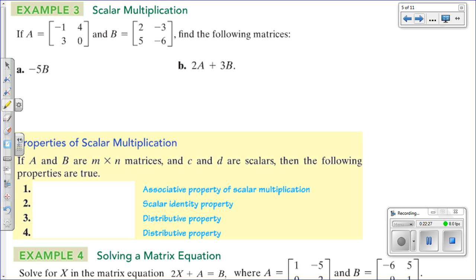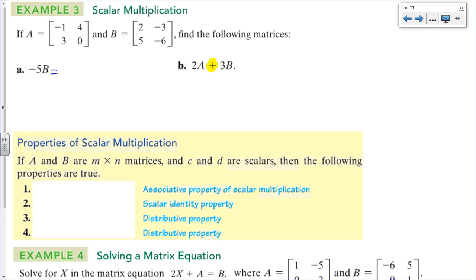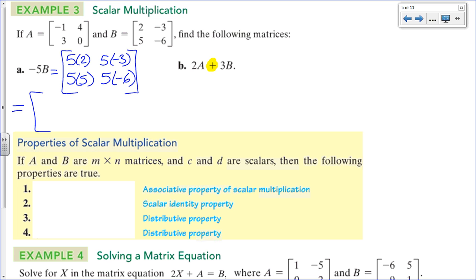Now we're going to find the scalar multiplication. And also here we'll be doing some addition after scalar multiplication. So for the first one we have negative 5 times B. And I'm going to write it the long way. So it will be negative 5 times 2, negative 5 times negative 3, negative 5 times 5, and negative 5 times negative 6. So what will be the final answer? And that will be negative 10, 15, negative 25, and 30.